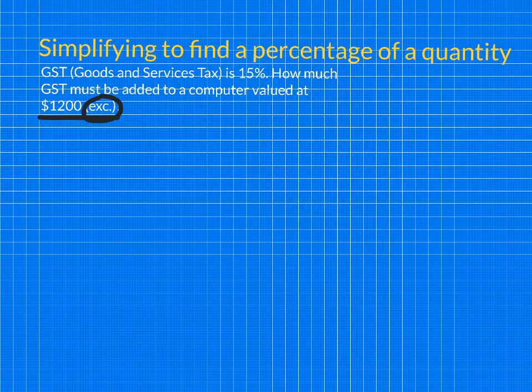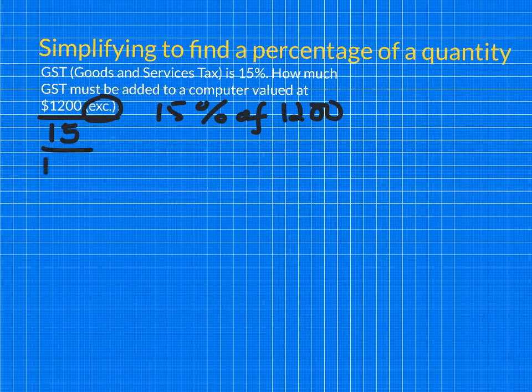So we need to find 15% of $1,200. So let's write that in a format that we can start to play around with. So 15% means 15 out of 100, of means times, 1,200, that'll be over 1. Now let's find the prime factors of each of those numbers.